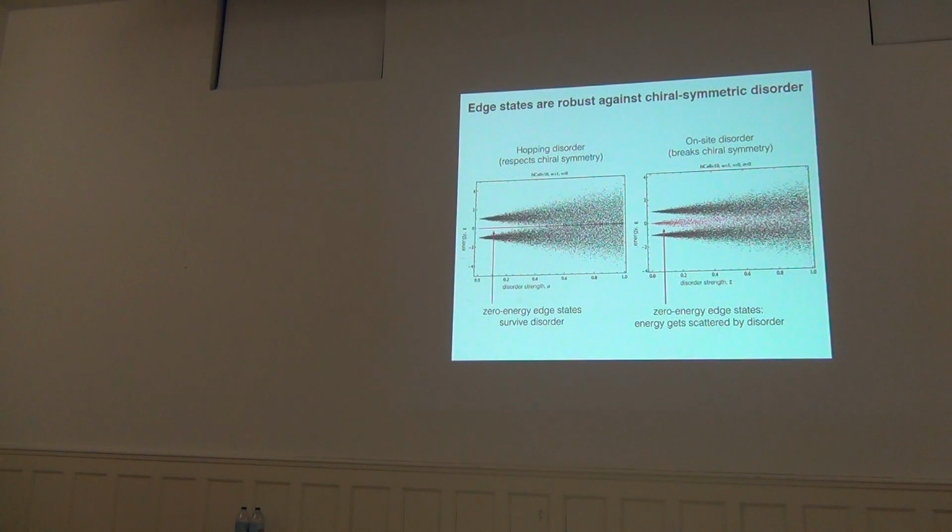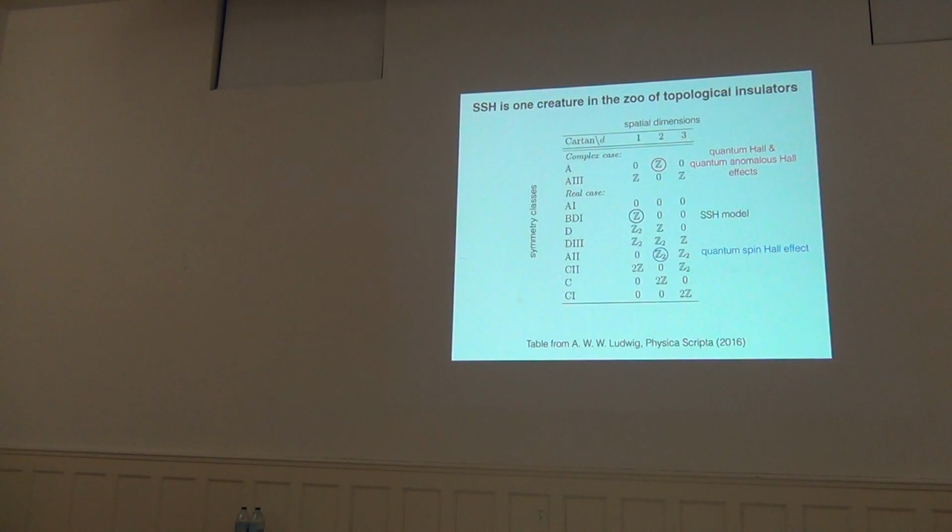So now, this will be the conclusion. I'm just flashing up this sort of periodic table of topological insulators. The key point I want to make is that this SSH model is just one creature in the zoo of topological insulators, but I think it's the simplest creature you can imagine. So it's extremely simple, but still shows you some features of topological insulator physics.